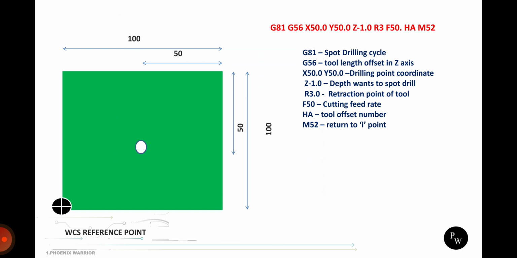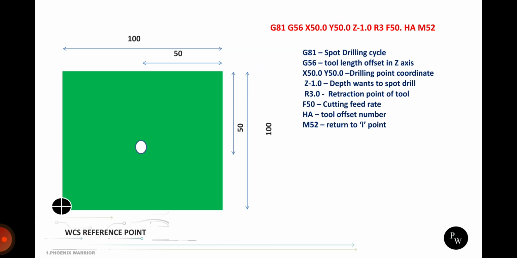Then the R3 value, the retraction point value, is 3 mm. Then the feed rate is 50. It also depends upon the tool geometry and work material, meaning what kind of material we are using and its hardness. Then HA is the tool offset number. In OKUMA there are 3 offsets, HA, HB and HC. If you are using a different work tool height offset, we can mention it here.